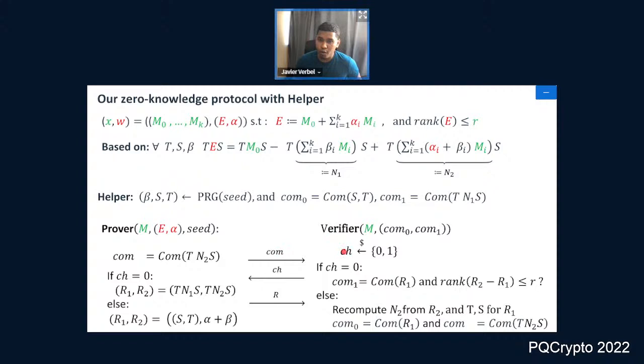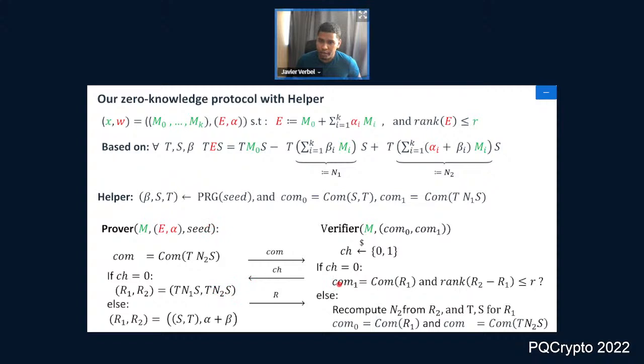And then it will commit to this value, and send it to the verifier. The verifier will sample a challenge from the set {0, 1} and send it to the prover, and the prover will generate a pair R1 and R2, where R1 and R2 are equal to these two matrices, which we just described before, and will send it to the verifier.